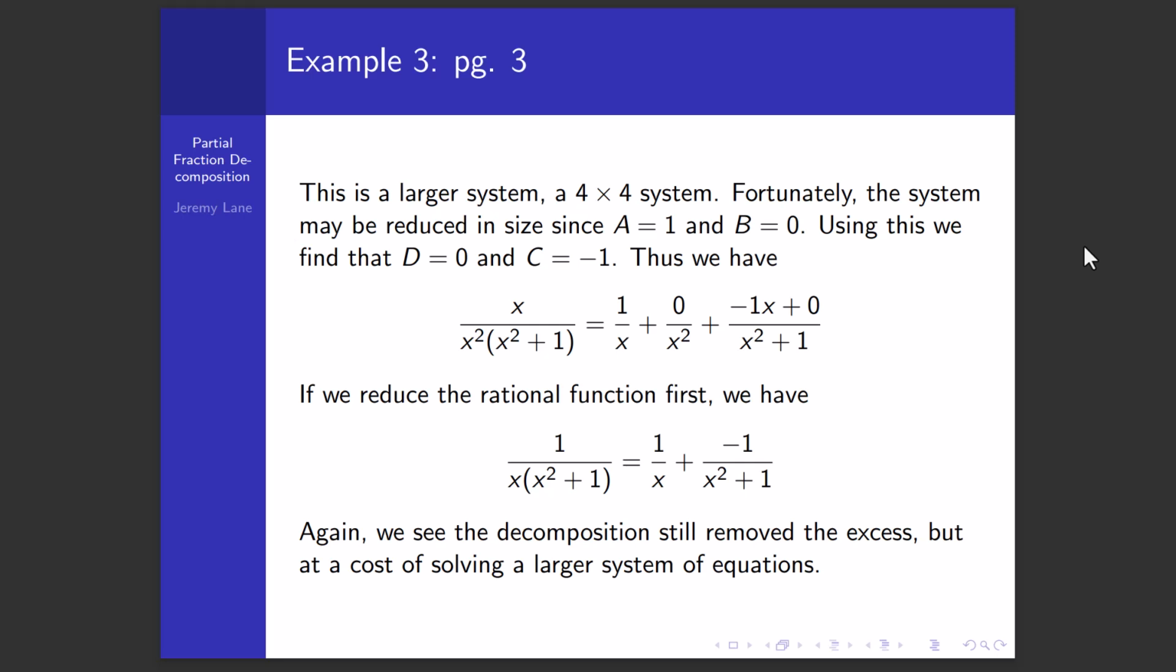If you don't reduce these rational functions down, you may end up solving a larger system, and some of those values may indeed be 0.